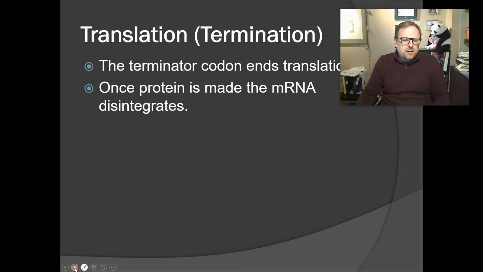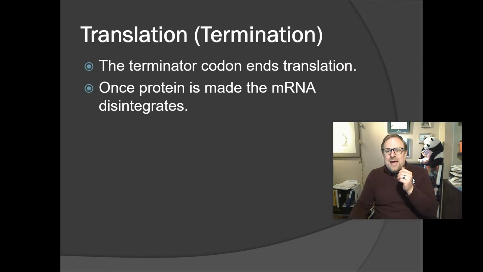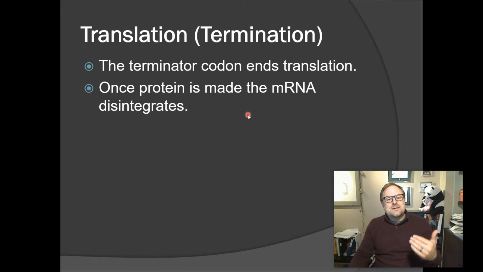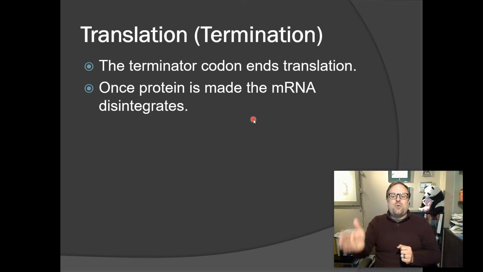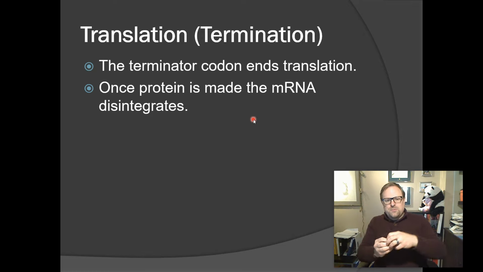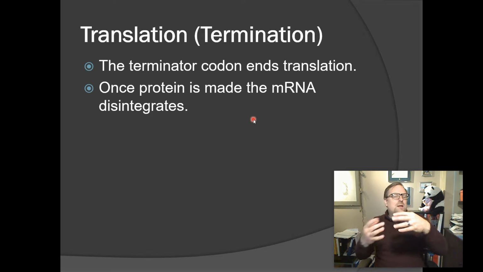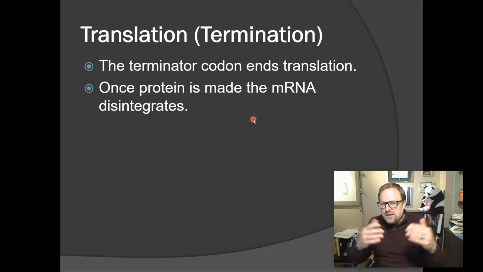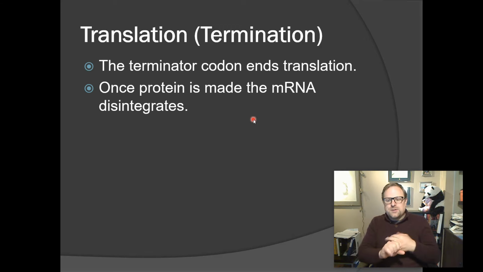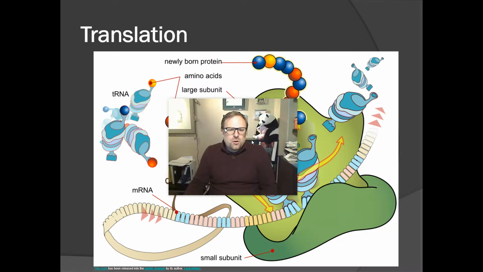So I believe I've got a diagram coming up here in a second. The last bit is when we get to the end of that sequence, the terminator codon, and we know that at that point that is the end. The ribosome disconnects. The mRNA disintegrates, meaning we've now got some free nucleotides that can be recycled and used again for either tRNA or messenger RNA. And then the string of amino acids disconnects and heads off to bend, fold, and twist into the protein that it should be. So let's have a look at what's going on here.